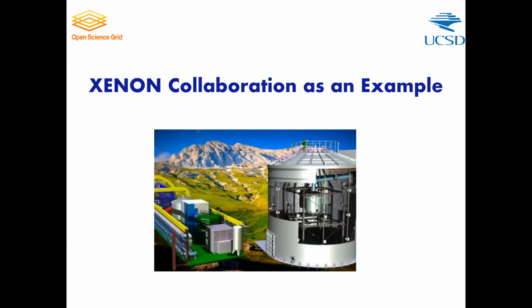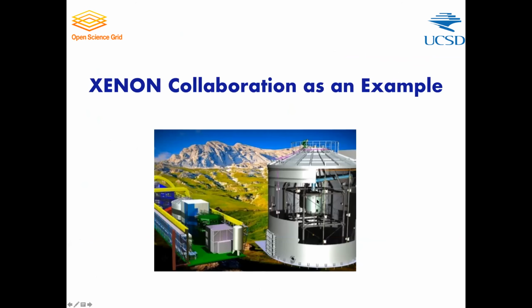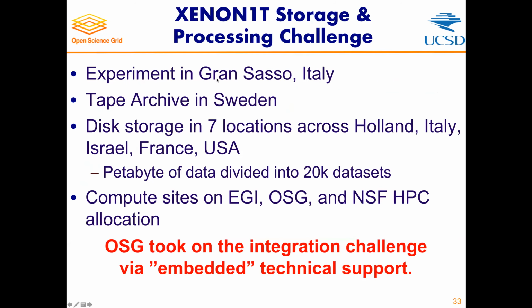One example is the XENON collaboration, and the XENON collaboration operates an instrument in the Gran Sasso in Italy. That's where this picture is from. So the experiment is in Gran Sasso, Italy. It has its tape archive in Sweden. It has disk storage in 7 locations across Holland, Italy, Israel, France, and the US.